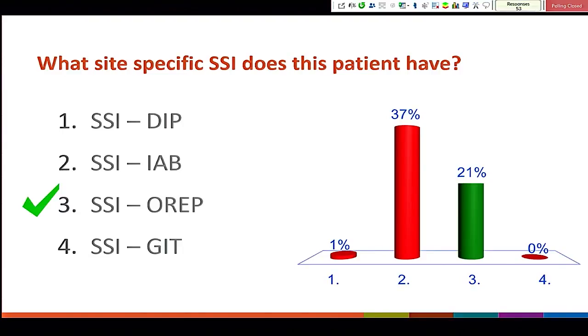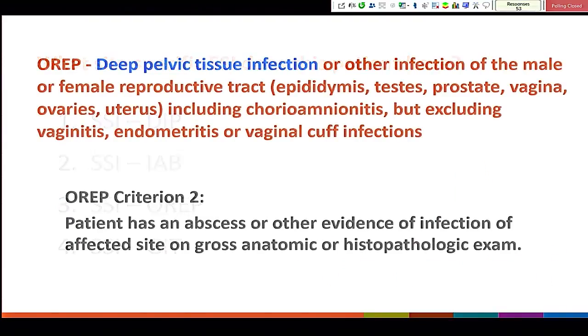Okay, so the actual answer to the question is this is an organ space SSI OREP. Let's talk about that. Because OREP is the definition designated to those deep pelvic tissue infections or other infections of the male or female reproductive tract. But infections that are localized to the deep pelvic space, you would apply OREP. This meets OREP criterion too. The patient has an abscess or other evidence of infection on gross anatomic exam. The patient has a purulence noted within the pelvis.